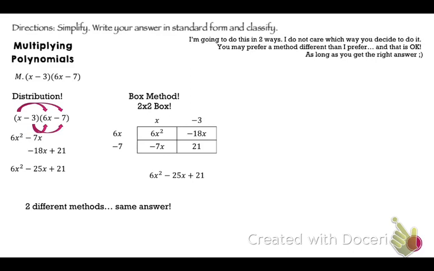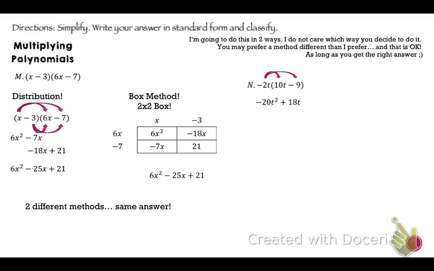There are other methods out there. If you can prove to me that you can get the right answer every single time, I'm good with it. Okay? Now let's do this one. This is just distribution. So negative 2t times 10t is negative 20t squared. Negative 2t times negative 9 is 18t.